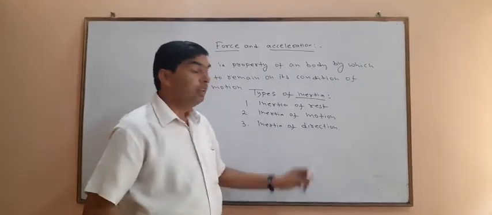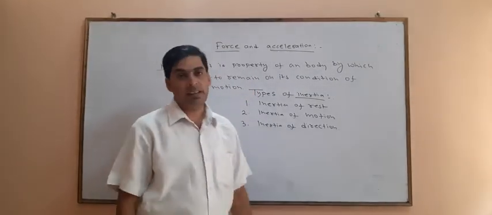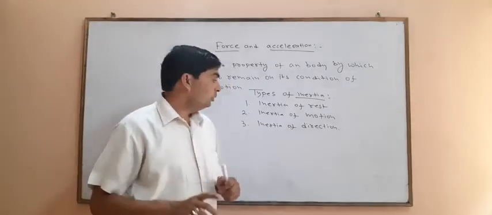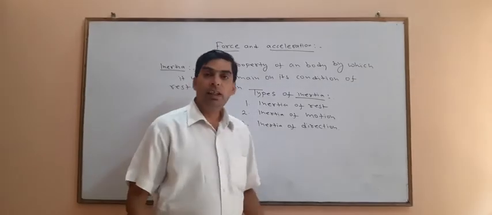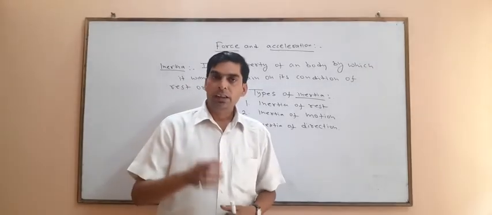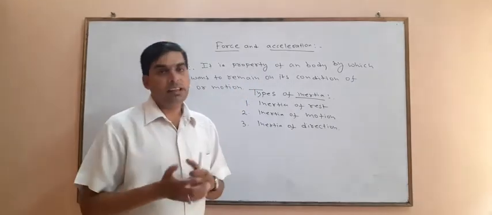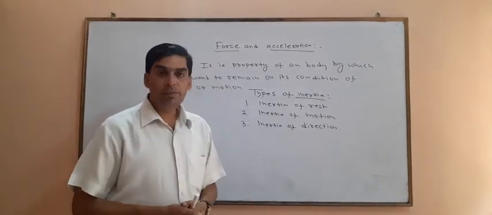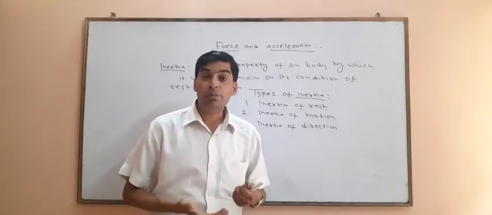Why? Because the body, that is you, wants to remain in its inertia of direction. The direction where you are moving, that direction you want to continue, and that is a property within that body. Any body has this due to inertia of direction. A body wants to retain the direction of its motion during its entire journey. So that is due to the property of inertia of direction. So how will we measure the inertia? That is, what is the inertia of a body?